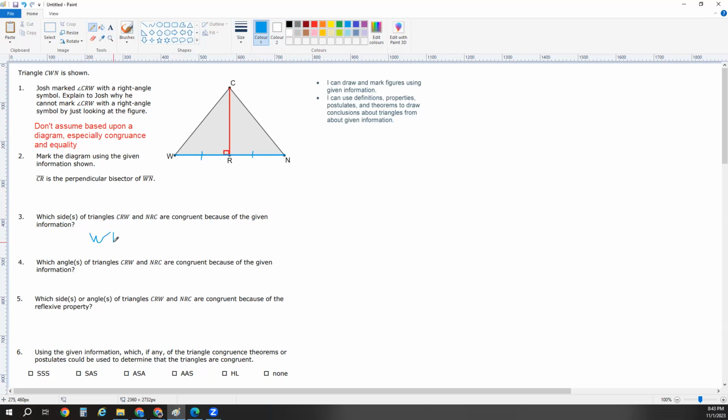It's WR is congruent to NR. Okay, and I also know that this angle and this angle are congruent because they're 90 degrees. All right, so which angles are congruent because of the given information? Well, I just said that. Angle CRN is congruent to angle CRW.